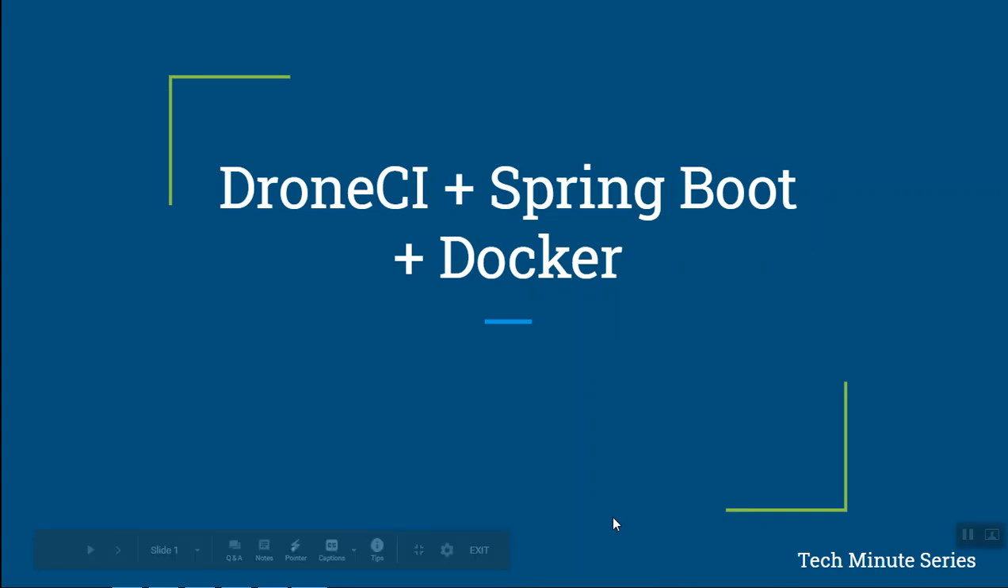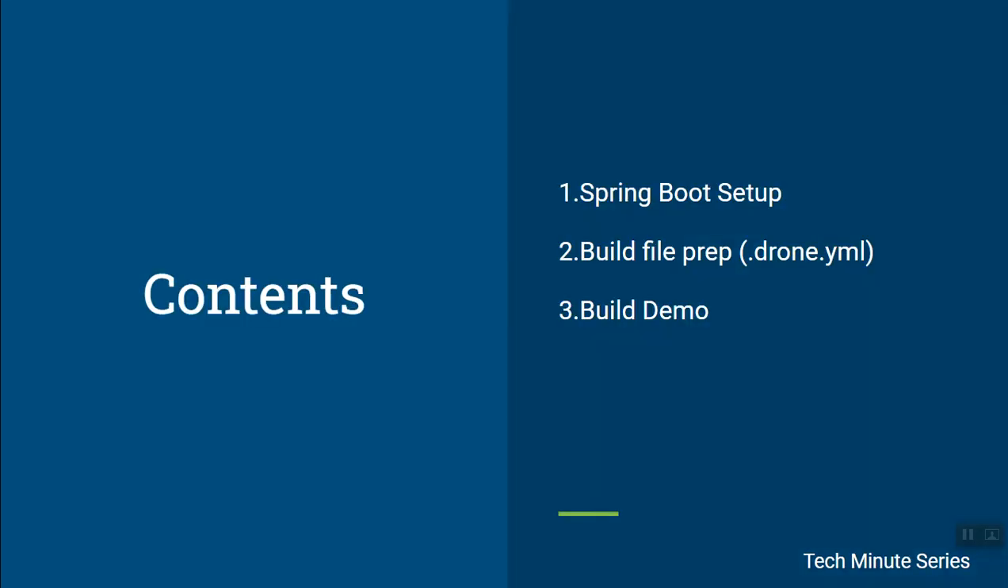Okay, hi. In previous videos, we have seen the Drone installation over EC2 instances and the runner as well. Today we are going to see about Dockerizing a Spring Boot application with the help of Drone. First, we are going to see the Spring Boot setup. I already have the sample project, and I'll walk through the drone YAML file and the build steps. Finally, we'll see the demo.